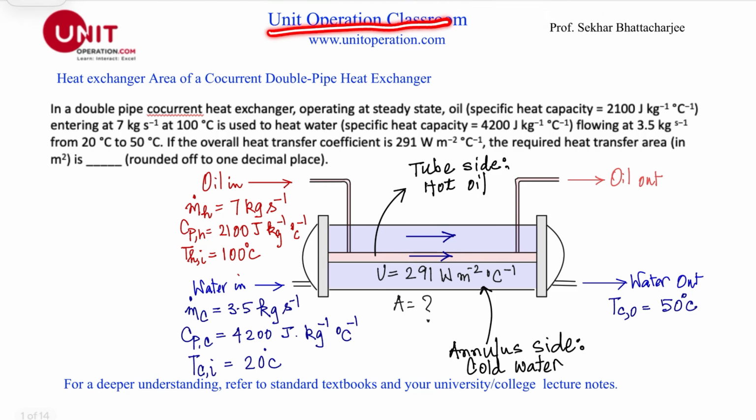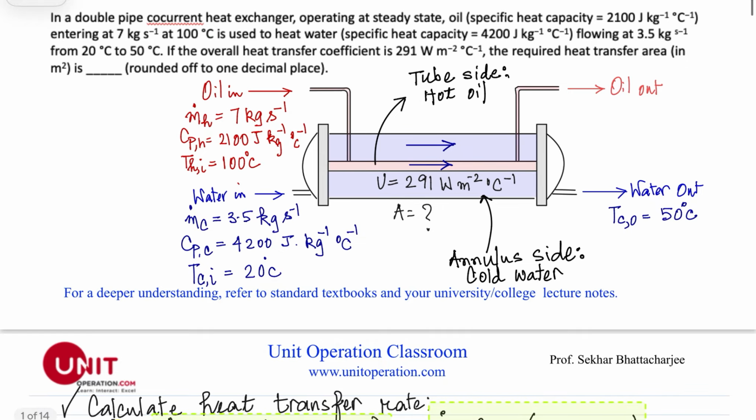Unit Operation Classroom. Today we are discussing heat exchanger area of a co-current double pipe heat exchanger. My name is Shekhar Bhattacharya. In a double pipe co-current heat exchanger, this is a schematic diagram. It shows almost like a heat exchanger, but basically this is a double pipe.